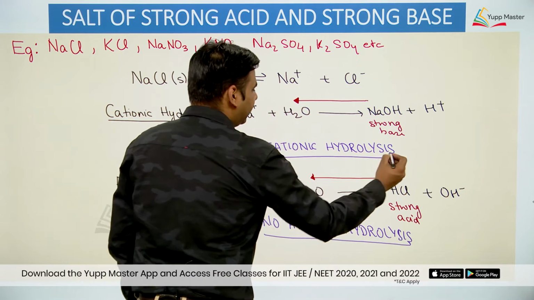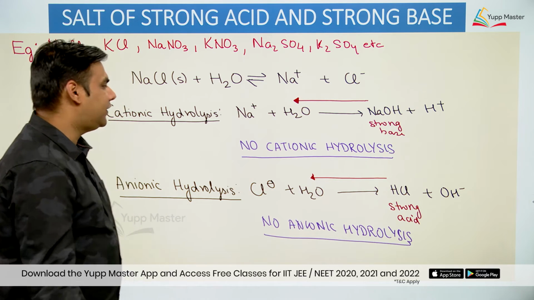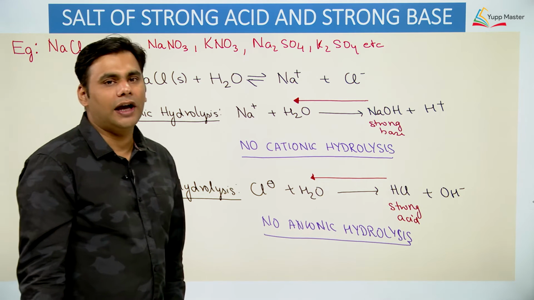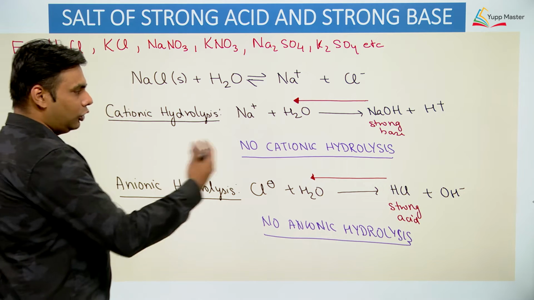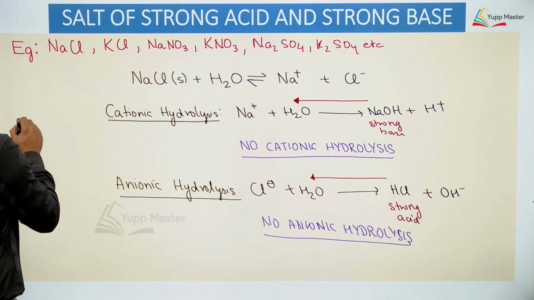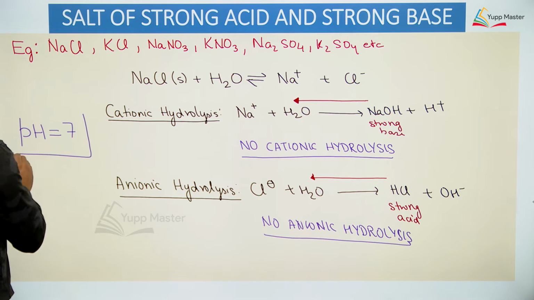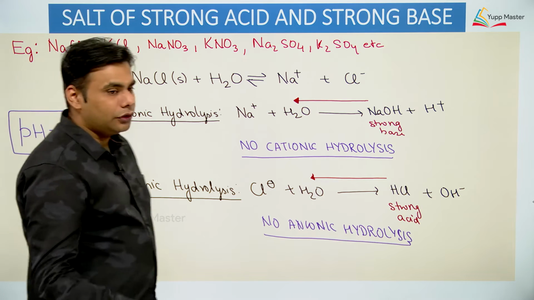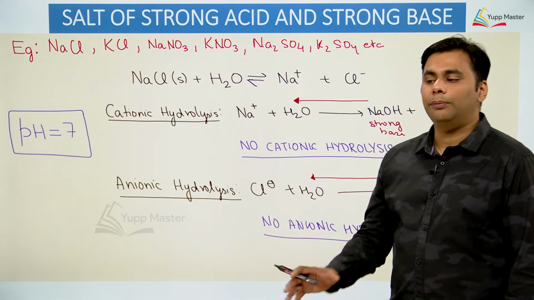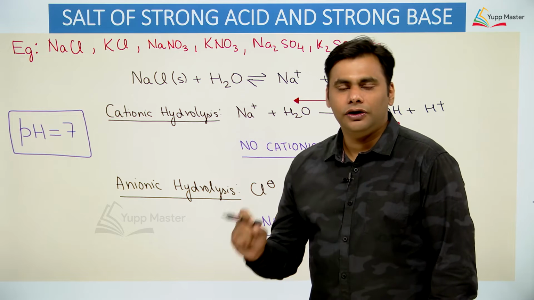So whenever we are having a salt of strong acid and a strong base, then we say that neither cationic hydrolysis is happening nor anionic hydrolysis is happening, due to which there won't be any production of H plus or OH negative ion in the solution. Therefore we would say that this solution would have pH equal to 7, that is, it will be neutral. So suppose there is a question that you dissolve 0.1 molar NaCl in water, the pH of the solution would be 7 because it is a salt of strong acid and strong base.